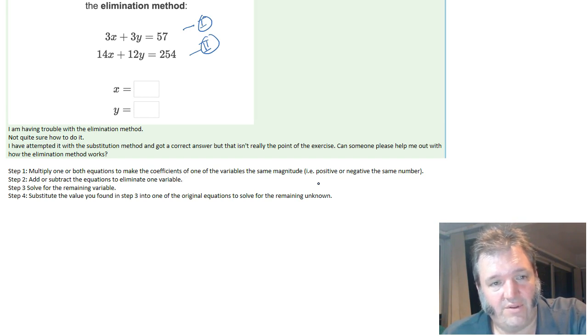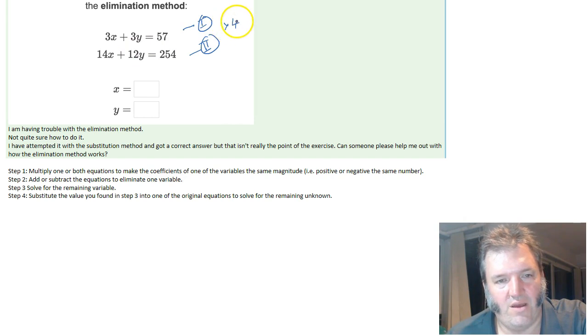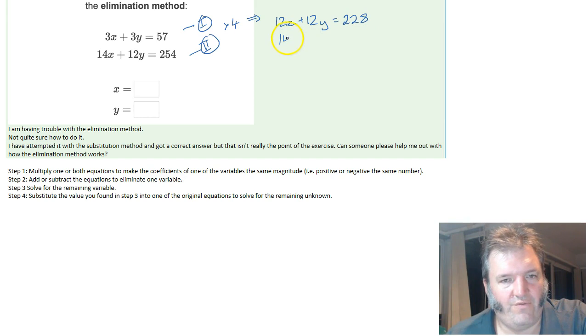The easiest way to do this is you can see, look, I've got 3x and 14x. There it is. 3x and 14x. Here I've got 3y and 12y. 3 is a factor of 12. So let's do it that way. I'm going to multiply equation 1 by 4 and just write down what I get when I do that. So I've got 12x plus 12y equals, and 4 57s are 228. In the other one, I've got 14x plus 12y equals 254.